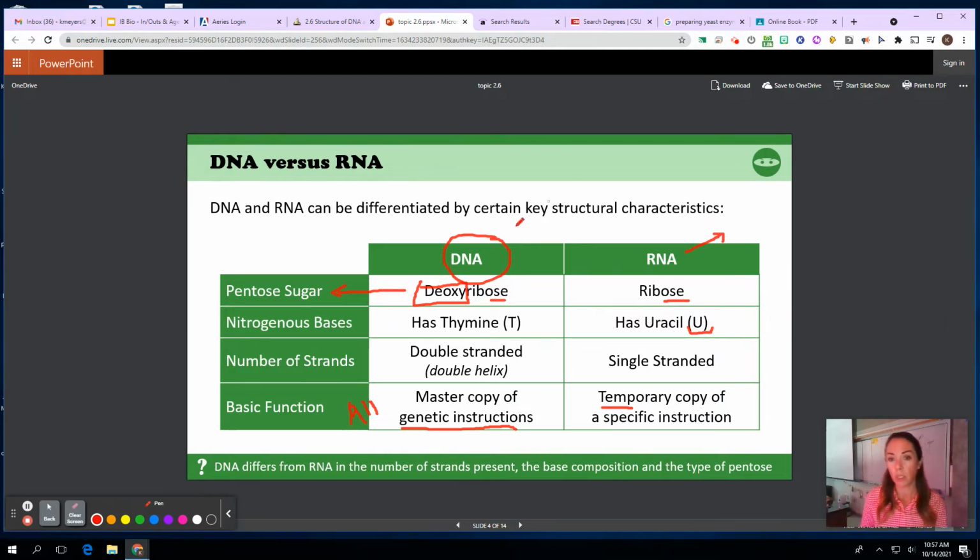But just know the difference, the key structural difference is that lack of oxygen, the double strand versus the single, the different bases, and what their functions are.